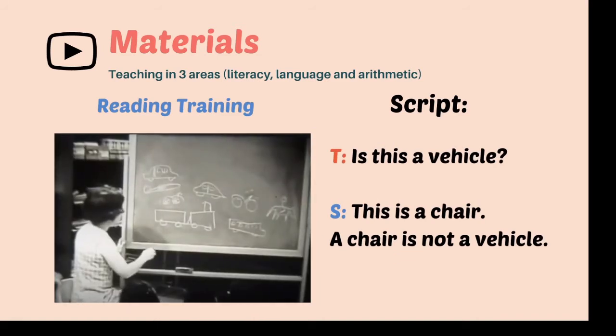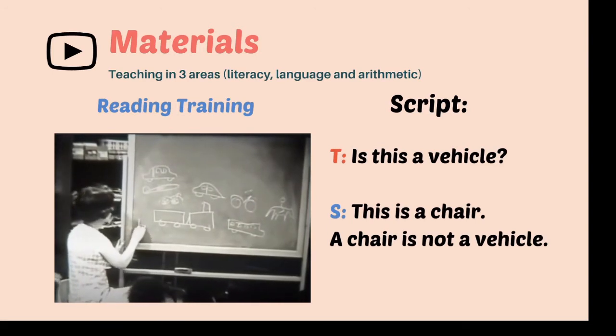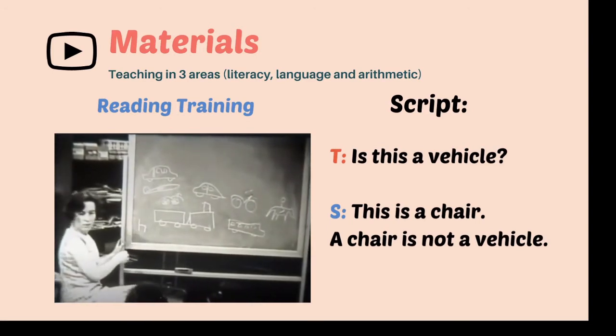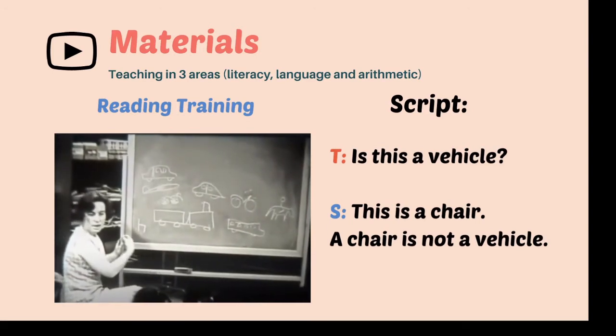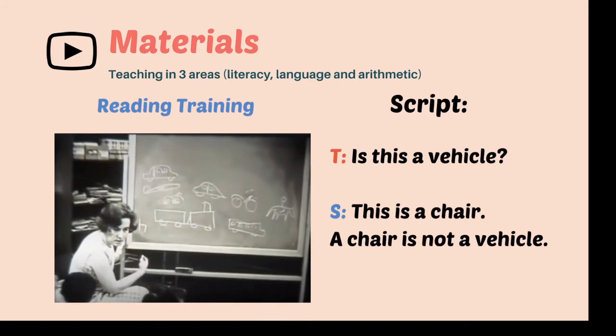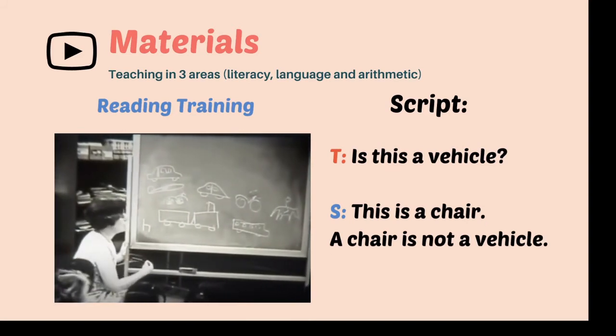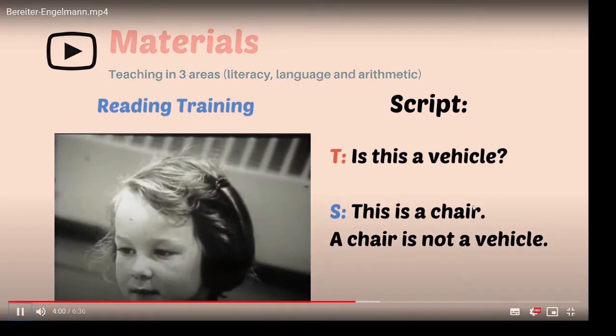All right. Is this a vehicle? This is a chair. No. Is it a vehicle? No. Let's all say it. A chair is not a vehicle. Okay. Is this a vehicle? This is a chair. A chair is not a vehicle.